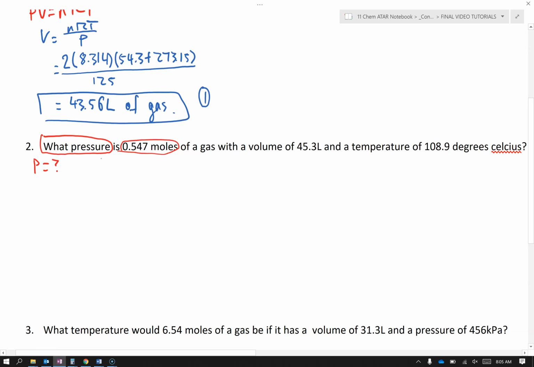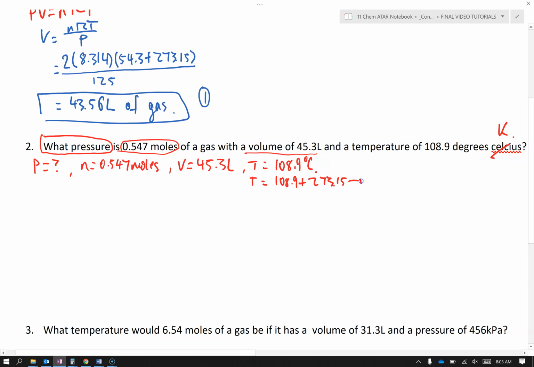We know here that N is equal to 0.547 moles. We know that we have a volume here. V is equal to 45.3 litres. And we have a temperature of 108.9 degrees Celsius. Now, of course, we know that 108.9 degrees Celsius is no good. That needs to be in Kelvin. So temperature is actually equal to 108.9 plus 273.15. And when I do that calculation, I get 382.05 Kelvin.